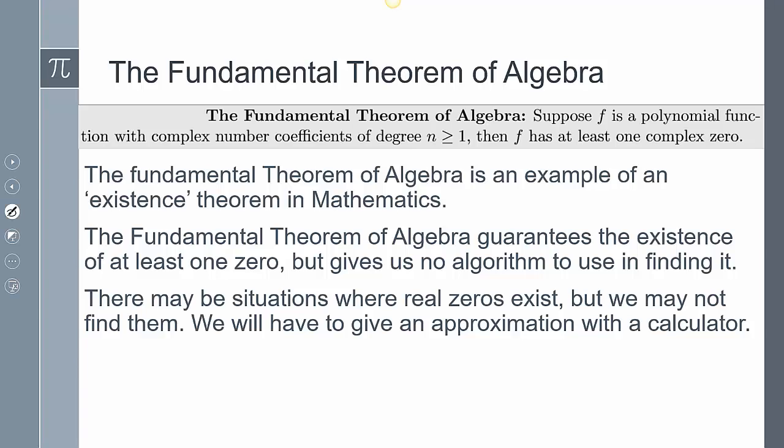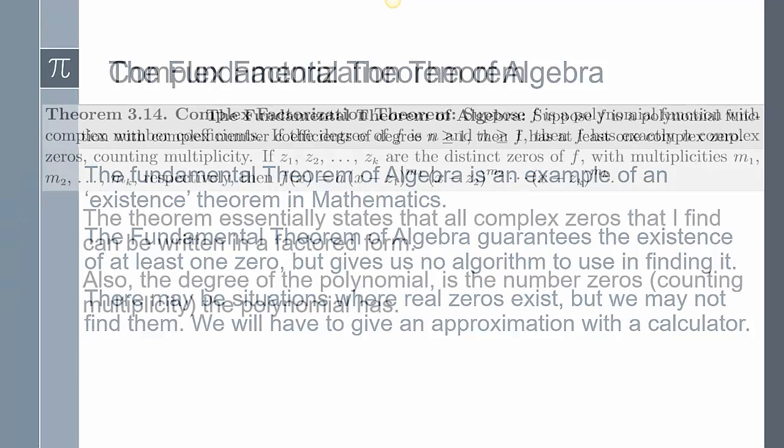So the first theorem, the fundamental theorem of algebra, says suppose f is a polynomial function with complex number coefficients of degree n greater than or equal to 1, then f has at least one complex zero. Now this theorem is basically just an existence theorem in mathematics. It guarantees the existence of at least one zero, but we still don't necessarily have an algorithm to actually be able to find it. So the fundamental theorem of algebra basically says that a zero does exist, and we have to use our tools to be able to find what those zeros are.